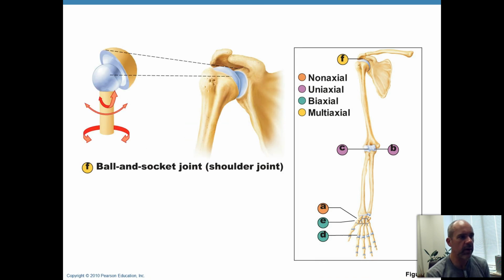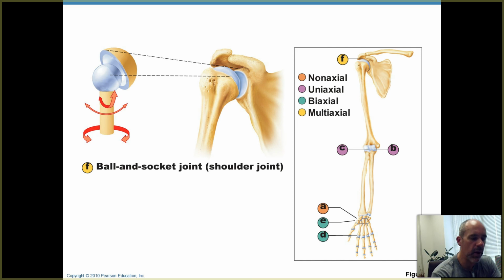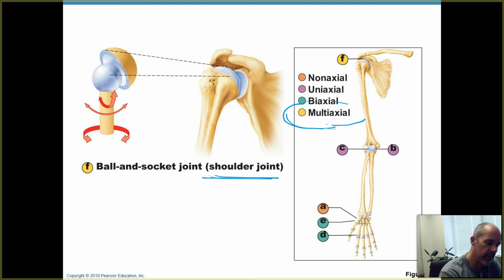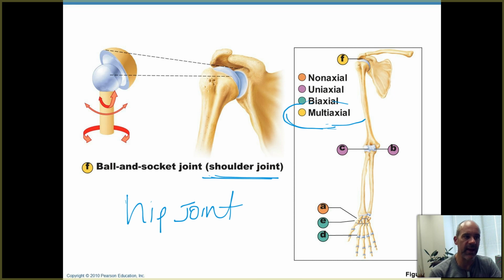All right, and finally a ball and socket joint. Ball and socket joints are considered to be multi-axial because you can rotate the bones at these joints around many different imaginary axes through the joints. Examples of those: shoulder joint. Then where else do you have a ball and socket joint? Hopefully you're thinking of the hip joint as well, where the head of the femur fits into the acetabulum. That's another ball and socket type joint.